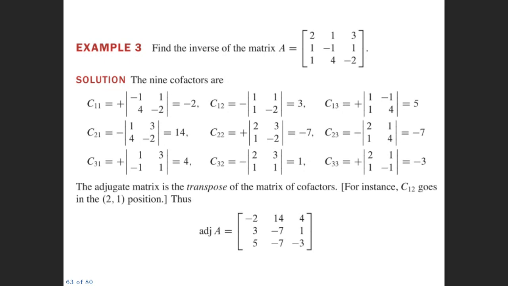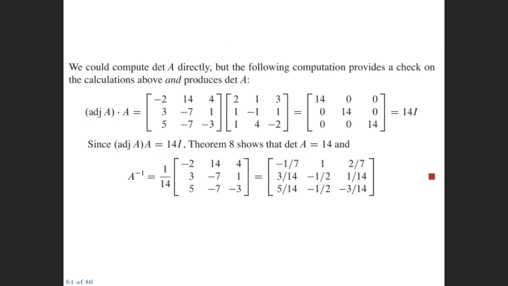I'll leave these cofactors for you to calculate, and then after we've got those, we can write them in the adjoint of A. So for example, minus 2, 14, 4 becomes row 1. Minus 2, 14, 4. Then we need the determinant of A. I'll leave it for you to check that the determinant of A is 14. So then it's 1 over 14 multiplied by the adjoint of A to get the answer to this calculation.